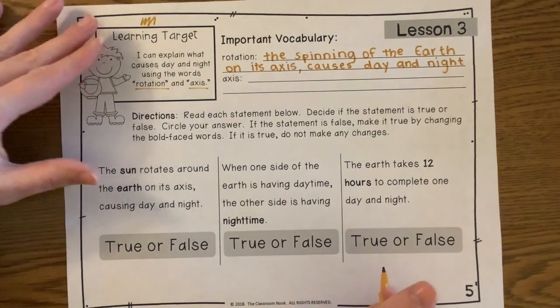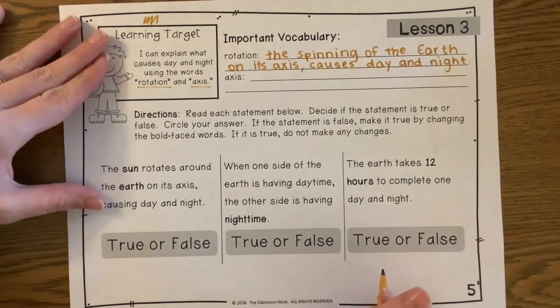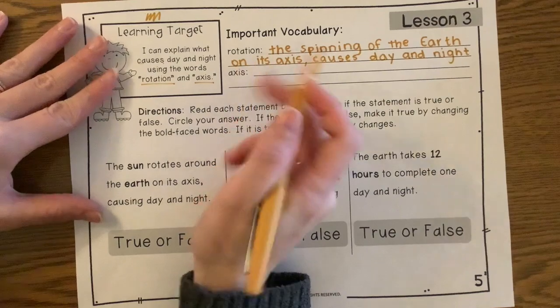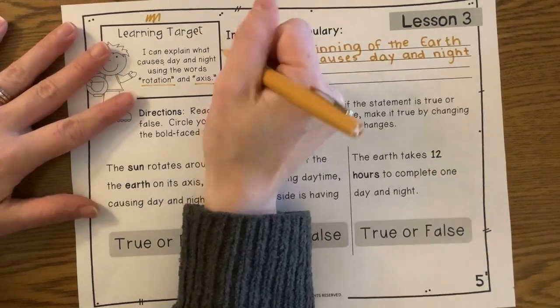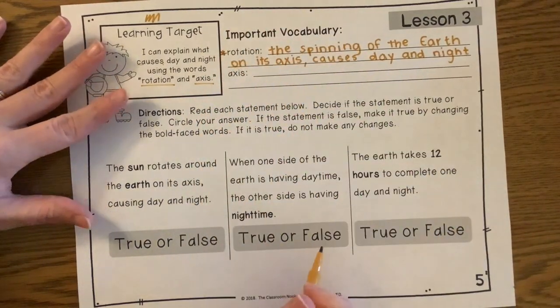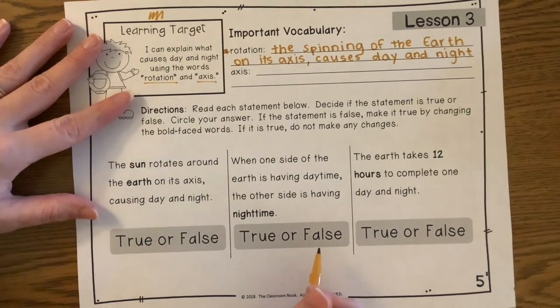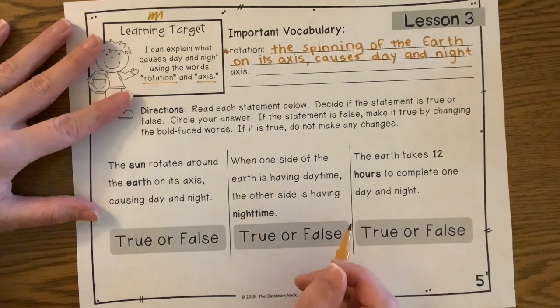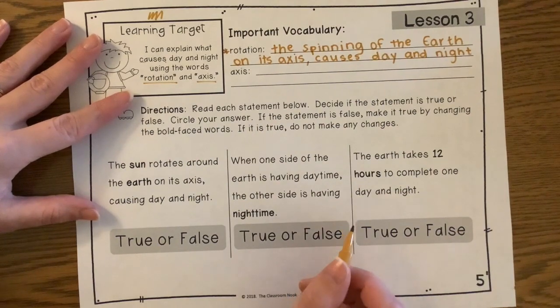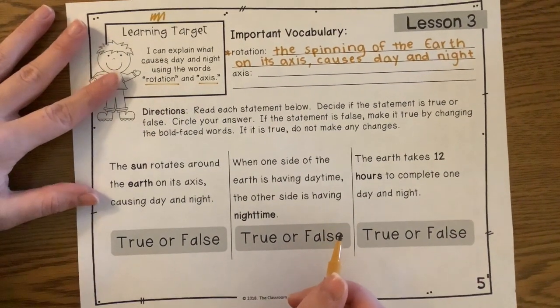So it spins around just like we learned earlier in the video. It's constantly rotating. You can hear the word rotation, you can hear rotate, rotating, stuff like that. It means the spinning of the Earth. Remember to pause this if you need to.